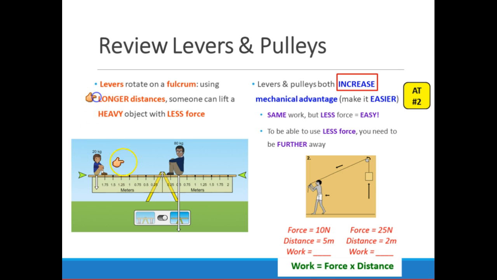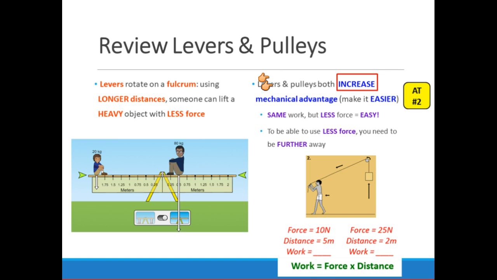So we saw that if we use a longer distance, you can actually lift a heavy object with much less force. You could actually lift up an elephant if you had a long enough arm where you could be far, far away from the fulcrum. Smiley faces if that makes sense. You yourself, as a human being, could lift something as big as an elephant if you could be far enough away from the fulcrum. So bigger distances, less force makes it easier.